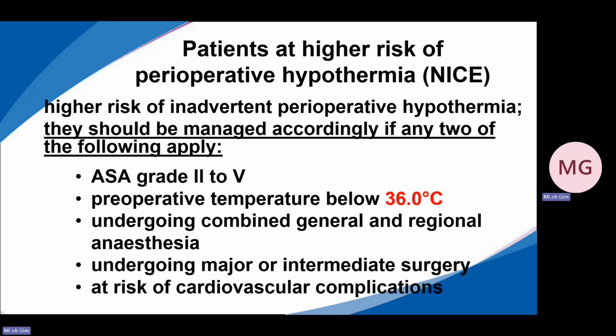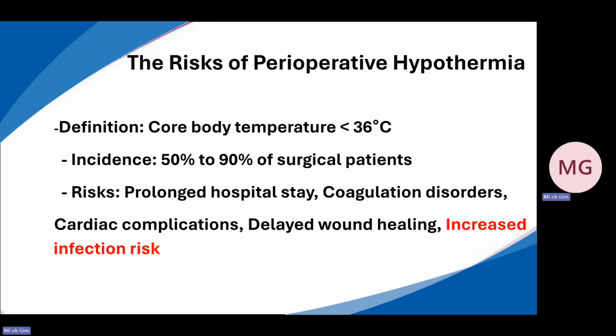For patients at higher risk of preoperative hypothermia, the NICE guideline has categories for this, and if more than 2 categories apply, that's a risk of preoperative hypothermia. I will go through our criteria. So the risk of preoperative hypothermia is really important.